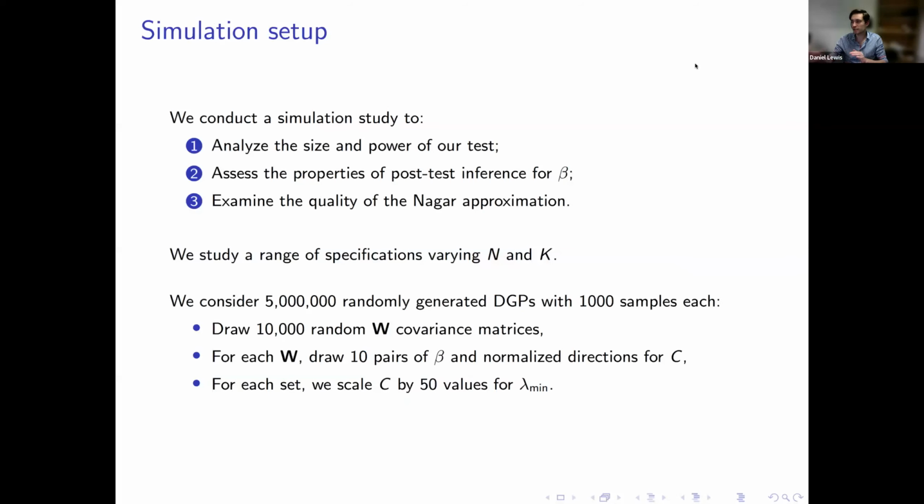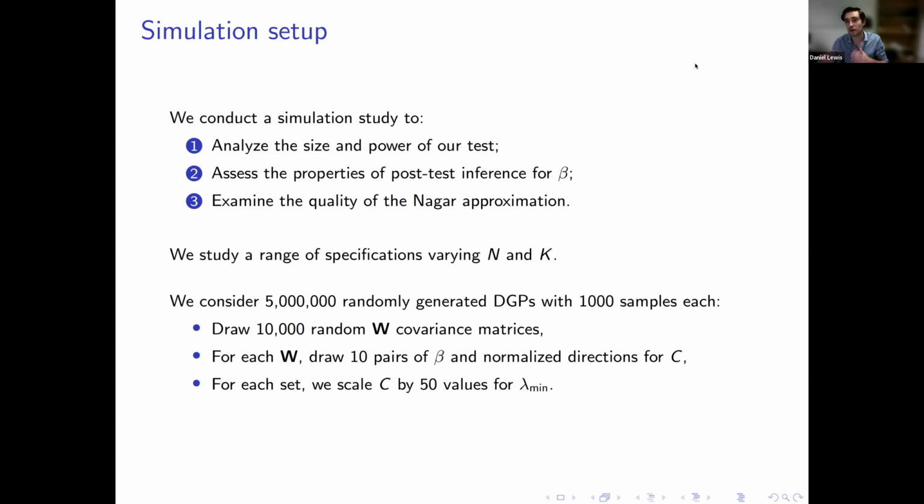So now I can move on to our simulation study. We're going to try to do three things in the simulation study. First, we're going to look at the size and power of our test with respect to determining whether weak instrument bias is present. We're also going to look at the scope of the pre-testing problem that I mentioned a little bit in the introduction. We'll look at the properties of post-test inference for beta using simple t-statistics, which is the topic of a recent paper in the AER by Lee et al., which focuses on how distorted these t-tests following a pre-test could be in practice. Third, we're going to look at something we've talked about already, which is the quality of the Nagar approximation.